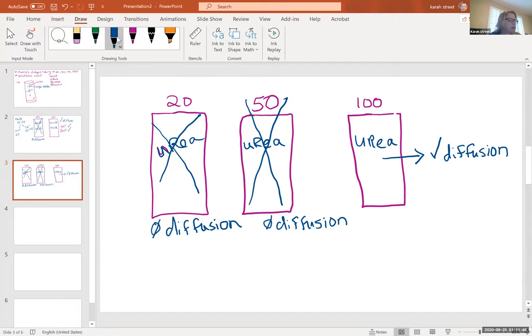See, this is where the Monday, Wednesday class said, well, do I need to memorize urea's molecular weight? I said, why would you need to memorize it? You know it's bigger than 50, but less than 100. But hey, if you want to memorize it, go ahead. It has a molecular weight near 60, which is more than 50 and less than 100.